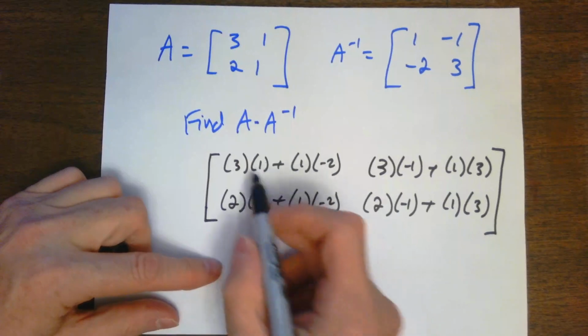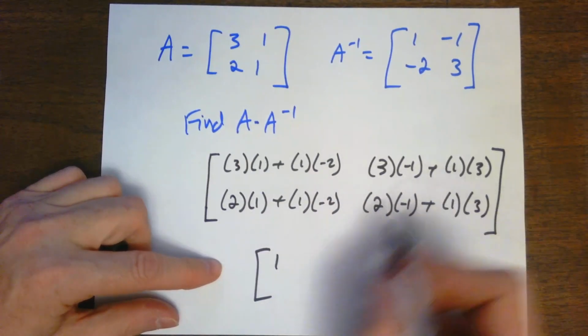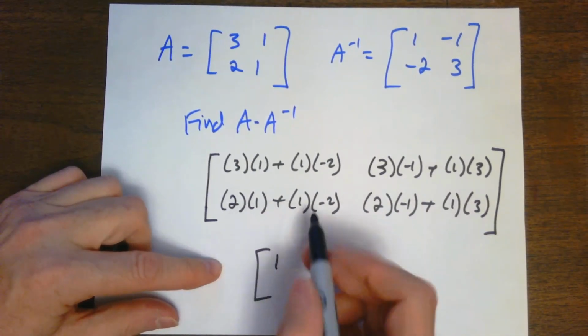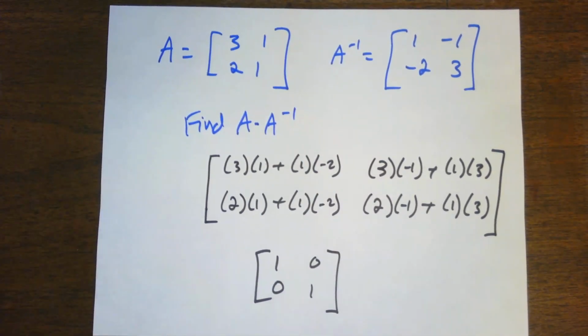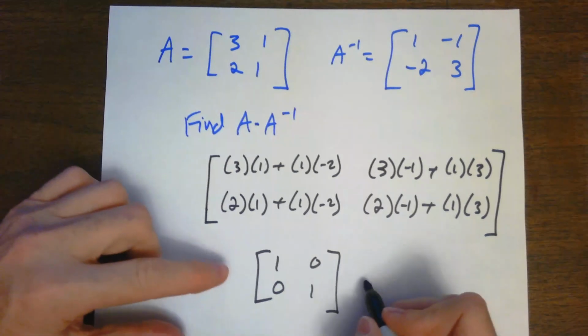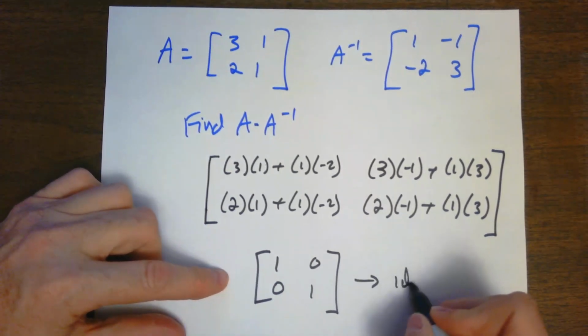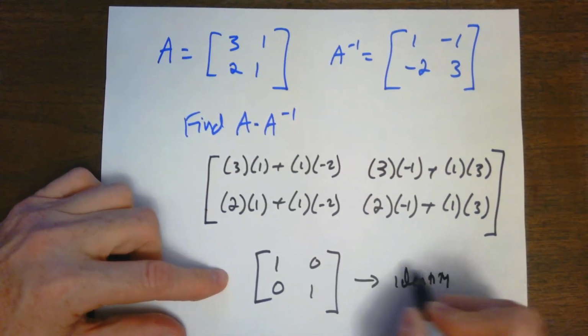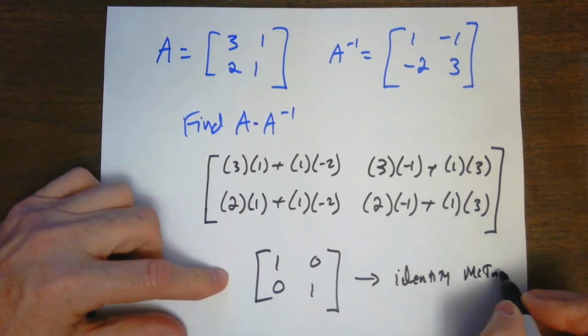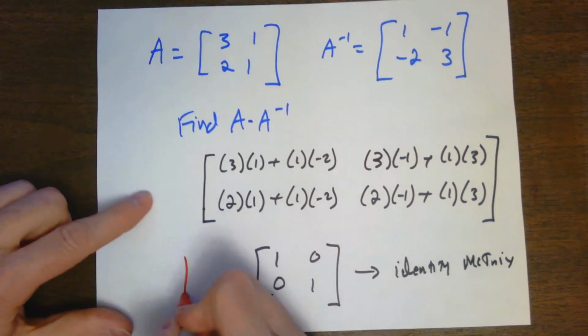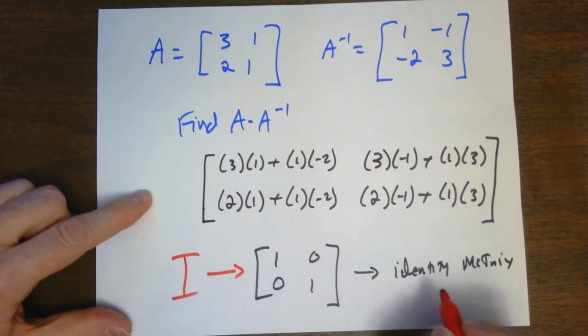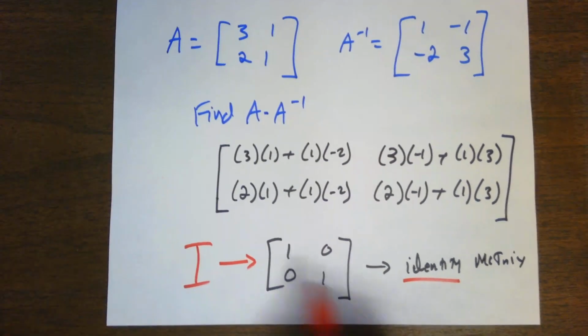Simplifying, 3 and negative 2 is 1, negative 3 and positive 3 is 0, 2 and negative 2 is 0, negative 2 and 3 is 1. Ladies and gentlemen, this is the identity matrix. This is the matrix we often refer to with a capital letter I, the identity matrix. It's all zeros with 1 down the main diagonal. They basically cross each other out.